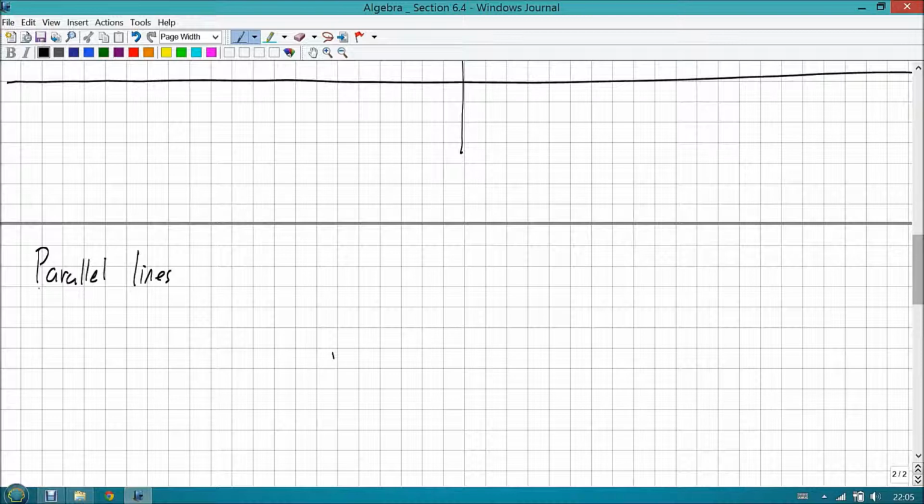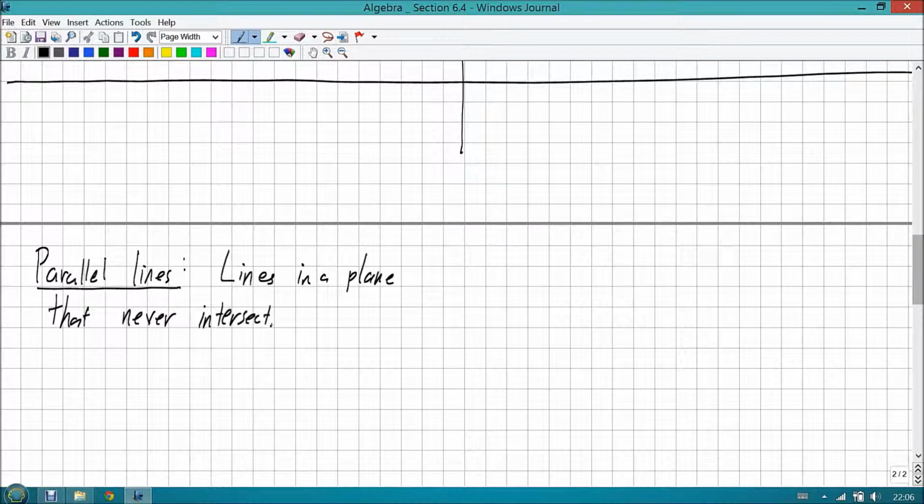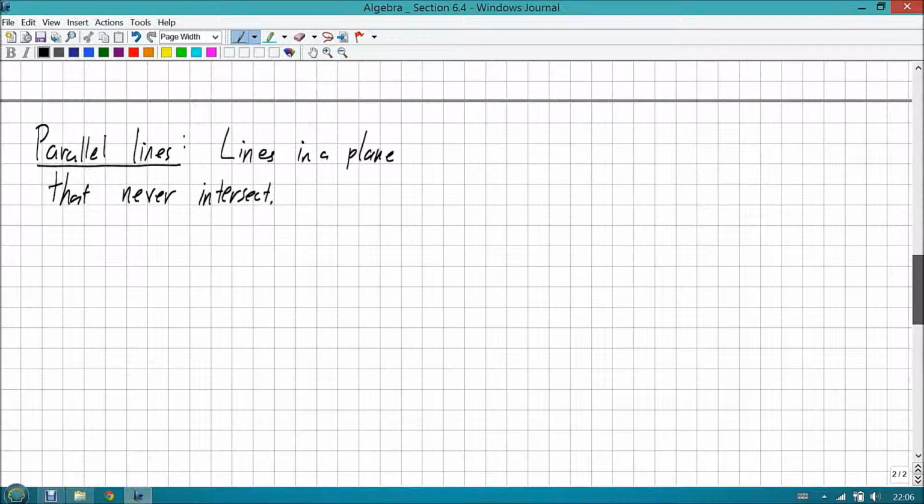are defined as lines in a plane that never intersect. And we discovered from this that parallel lines have the same slope. So, if parallel lines are lines in a plane that never intersect, can you solve a system of equations with parallel lines?